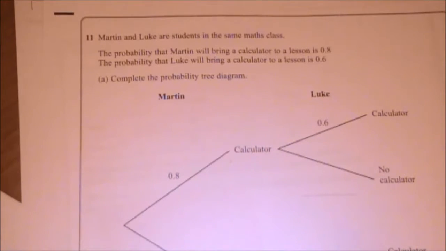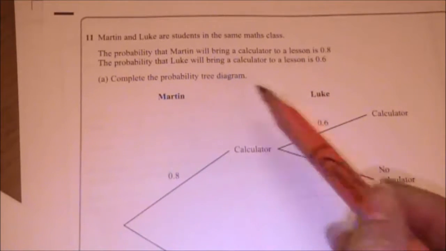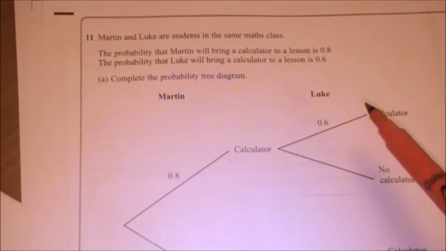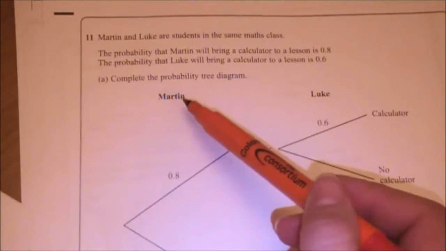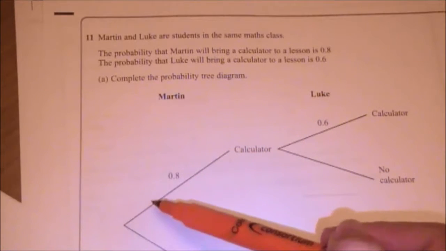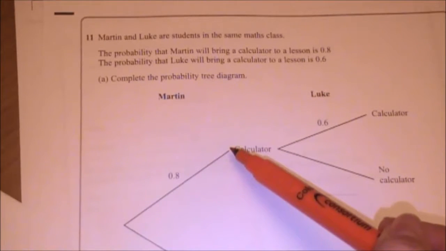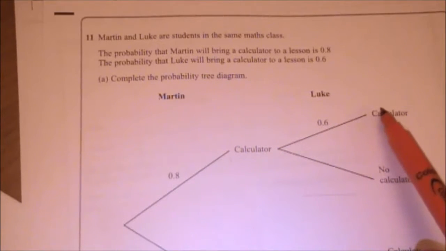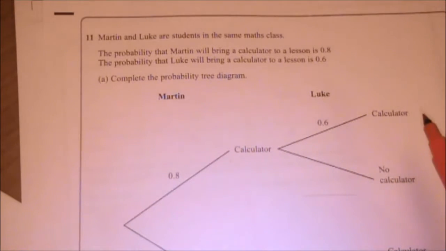Question 11 is your standard probability tree question. Martin and Luke are students in the same maths class. This is Martin, this is Luke. The probability that Martin will bring a calculator to a lesson is 0.8. The probability that Luke will bring a calculator is 0.6. Complete the probability tree diagram.